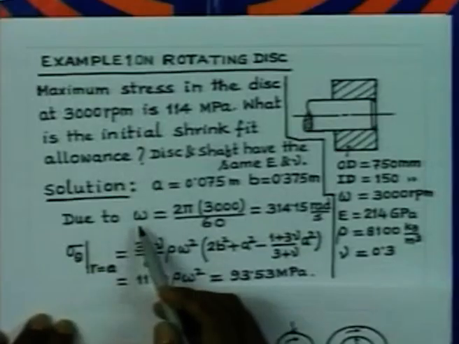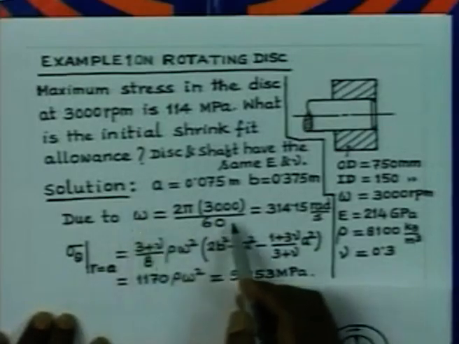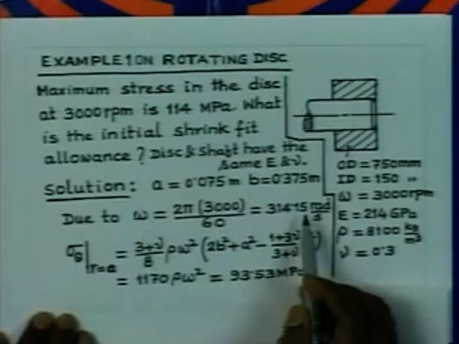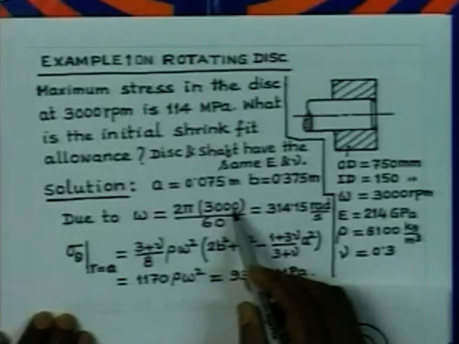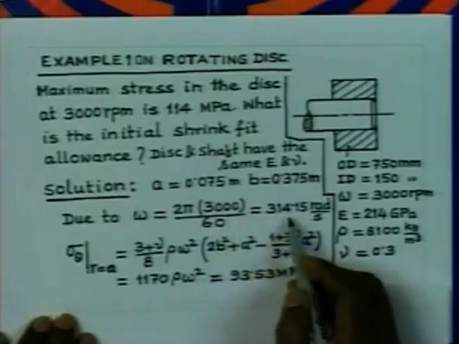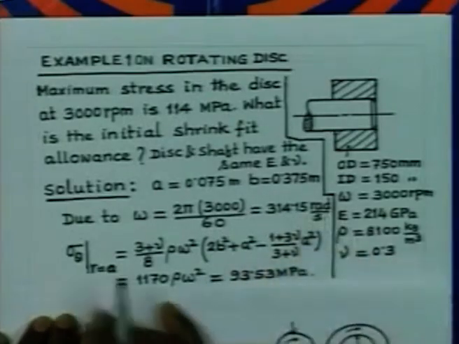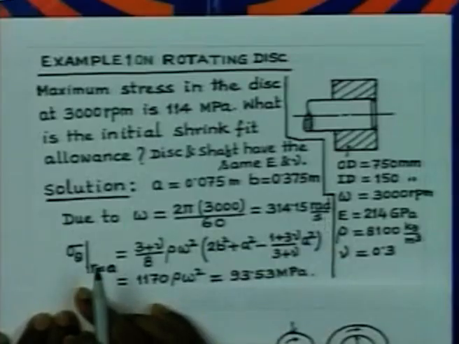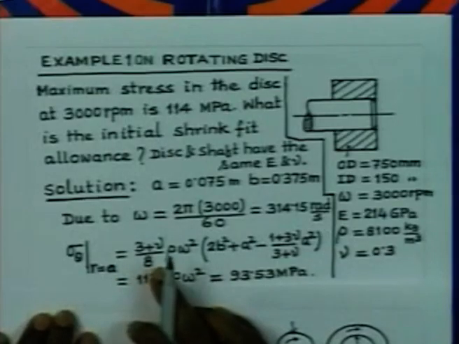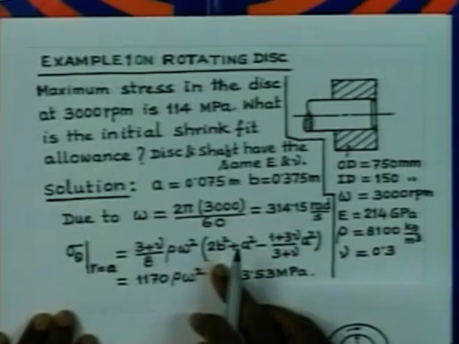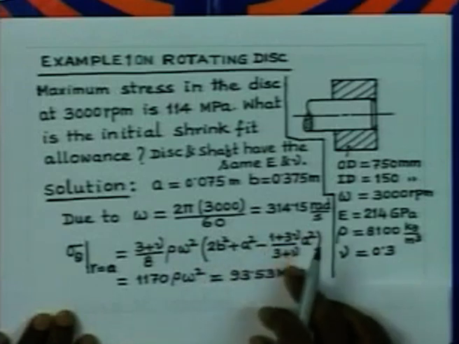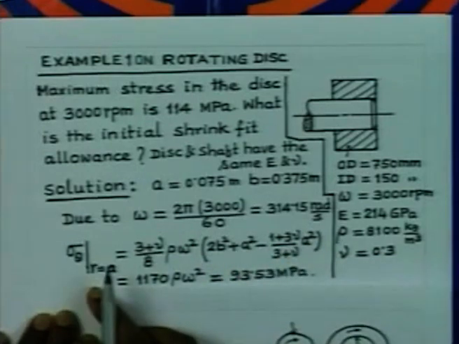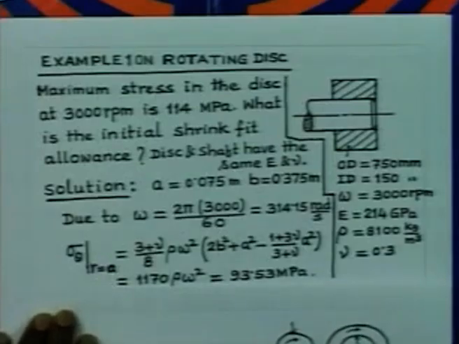The angular speed is going to be 2 pi n by 60, where n is the RPM, that is 3000. So, it gives us 314.15 radian per second. Now, the expression for the radial stress is (3 plus nu) by 8 times rho omega square into [2 b square plus a square minus (1 plus 3 nu) by (3 plus nu) a square], and that radial stress is due to the rotation at the inner radius.